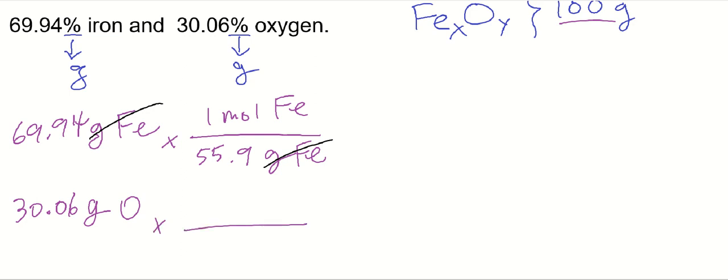Oxygen is 16 grams of oxygen in 1 mole of oxygen. That's right off the periodic table. So let's punch these numbers in.